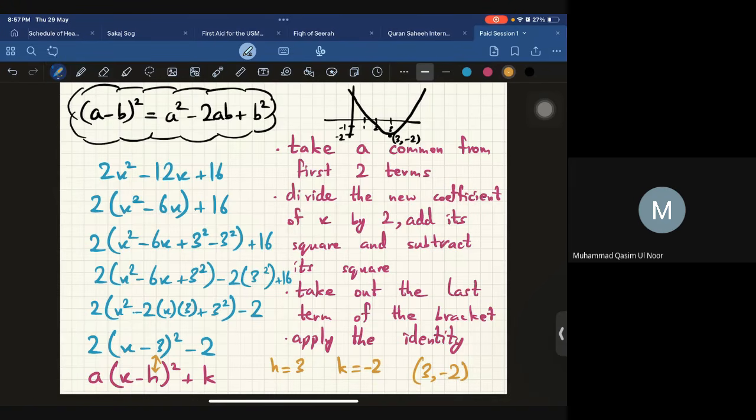Perfect. Thank you so much, Hazam. Acha, just one thing. In this question, we were applying a square minus 2ab plus b square. In some questions, it can also be a square plus 2ab plus b square, in which case it will be a plus b whole square.